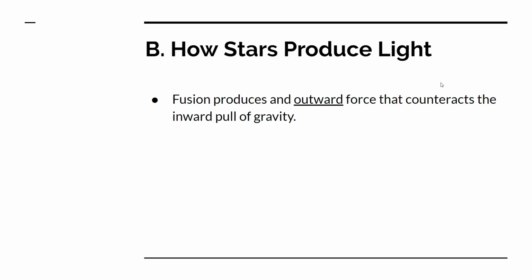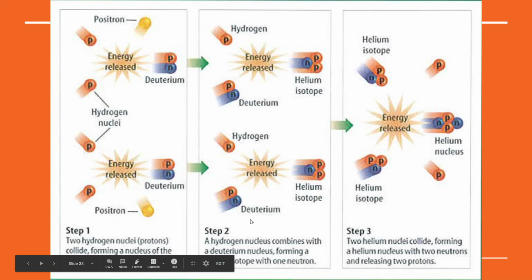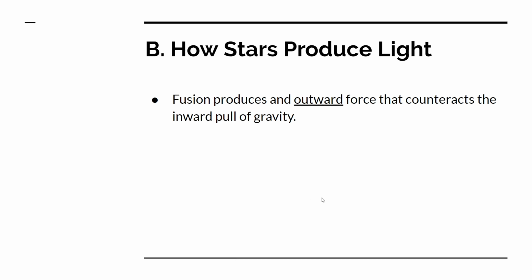Now let's think about the star trying to hold itself up. So we know gravity squishes things, right? So then the question might be, how come a star just doesn't squish itself if it has so much material? And the answer to that is that every time you fuse, every time you do one of these, you're releasing energy, right? Well, releasing energy makes an outward force that counteracts the inward pull of gravity.